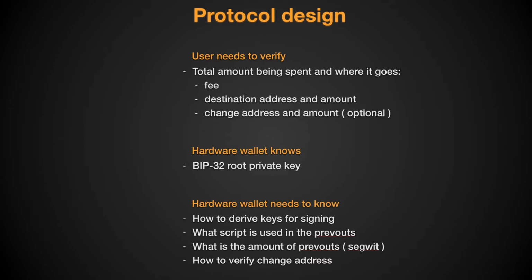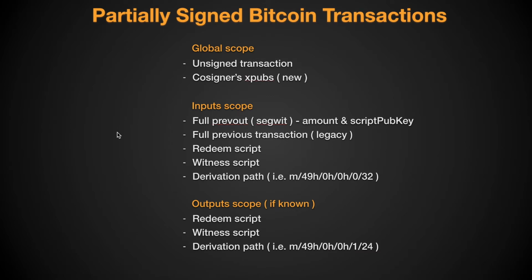To make this all easier, there is the BIP 174 partially signed Bitcoin transaction format, which is basically a raw, unsigned Bitcoin transaction with additional metadata. And this metadata contains a bunch of useful fields. For the global scope, we have our unsigned transaction, and in the case of multi-signature addresses, we can also have the XPubs of the cosigners. Then for every input and every output, we have some extra data. For the input, we have the previous output, that is the script pub key and the amount. And in the case of legacy, we need to pass the whole transaction.